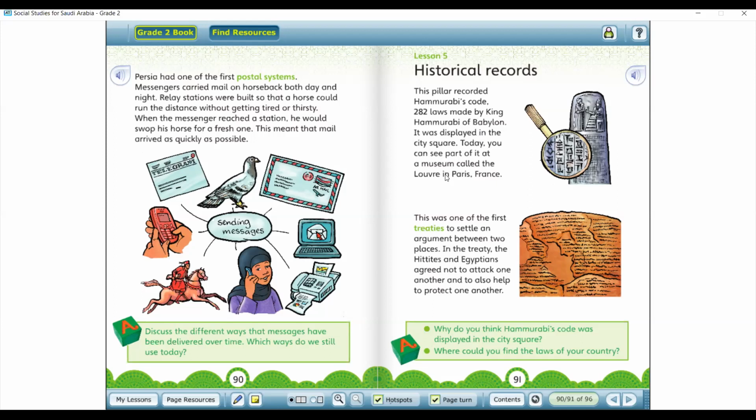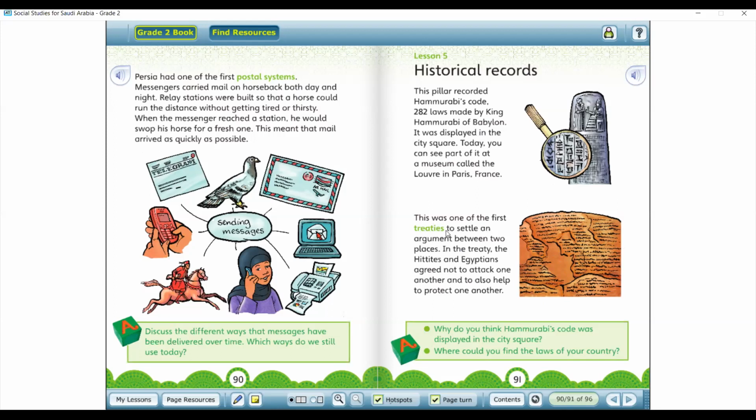Today you can see part of it at a museum called the Louvre in Paris, France. This was one of the first treaties. Here we see that picture that we will need again for our questions and answers. This was one of the first treaties to settle an argument between two places.